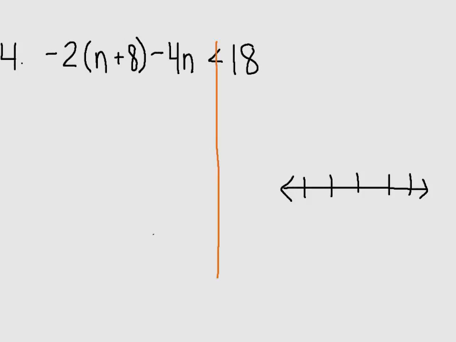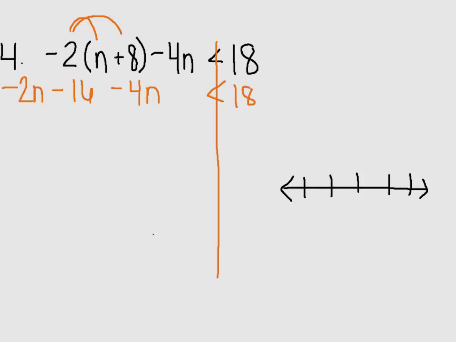I'm first going to do the distributive property. Negative 2 times n is negative 2n. Negative 2 times 8 is negative 16. I drop down my minus 4n and my 18. Even though I multiplied by a negative 2, in order to flip my sign, I need to multiply or divide to both sides, which I did not do, so my sign stays the same.